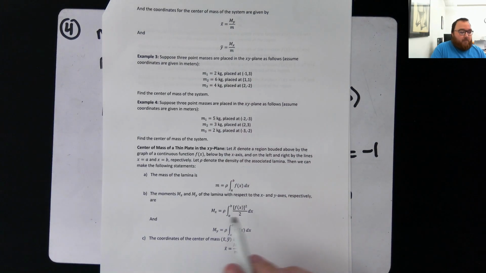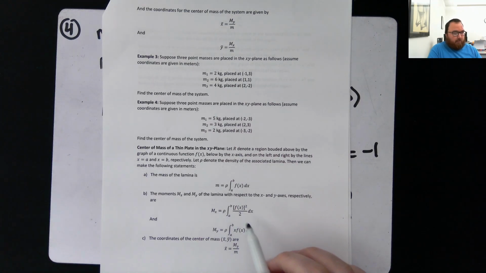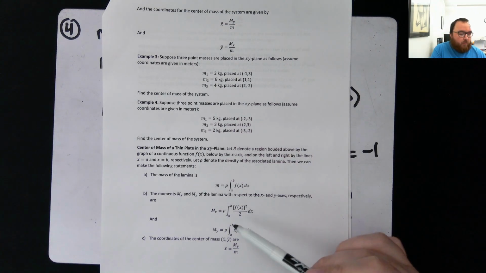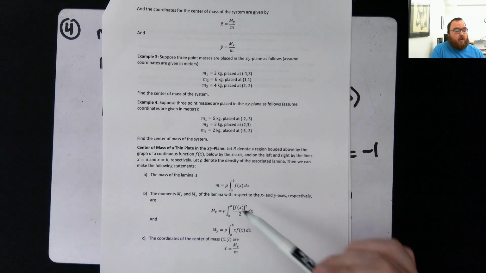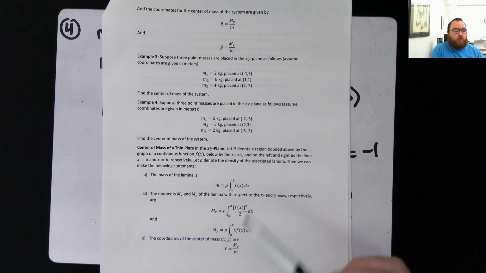So the moment about x is equal to rho. Again, if they don't state rho, assume that is 1. Integral from a to b of the function squared over 2 dx, and the moment about y is going to be rho times the integral from a to b of x f of x dx.